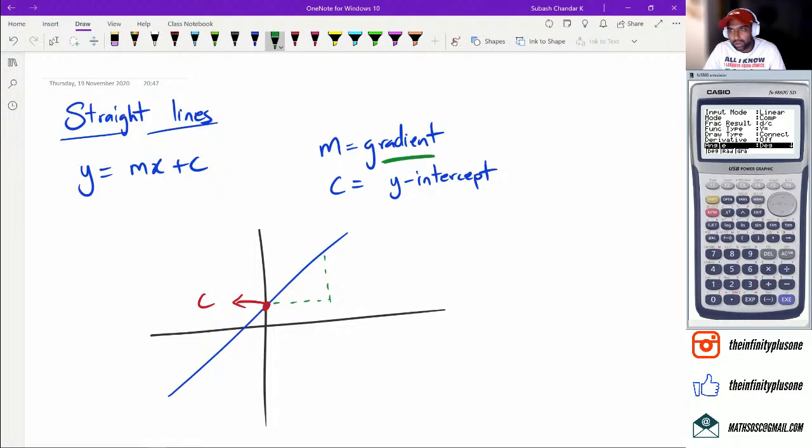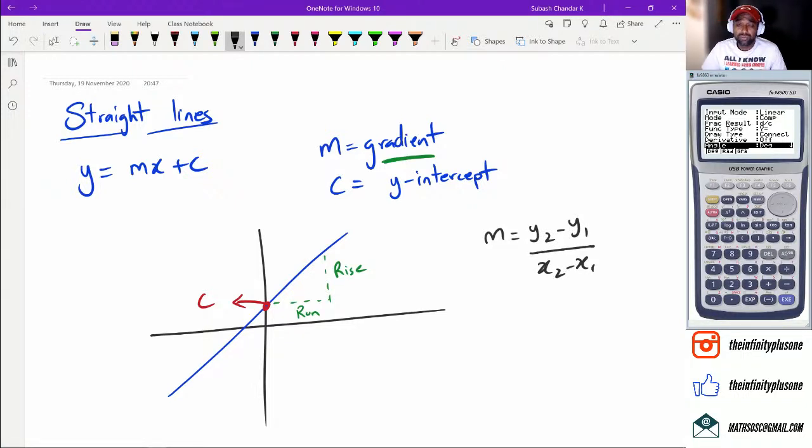Now, a lot of people would have done this in different ways. You might have learned rise over run, where you look at how much the line has risen from one point to another, and also how far you go along the x-axis. Some people might be more comfortable using change in y divided by change in x as well.